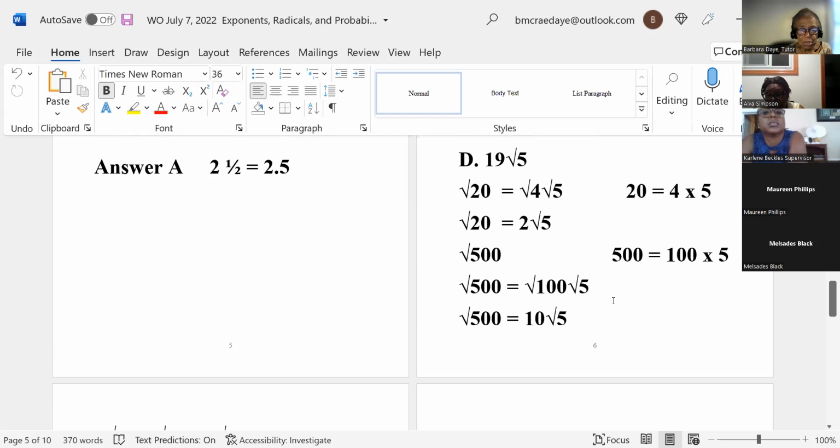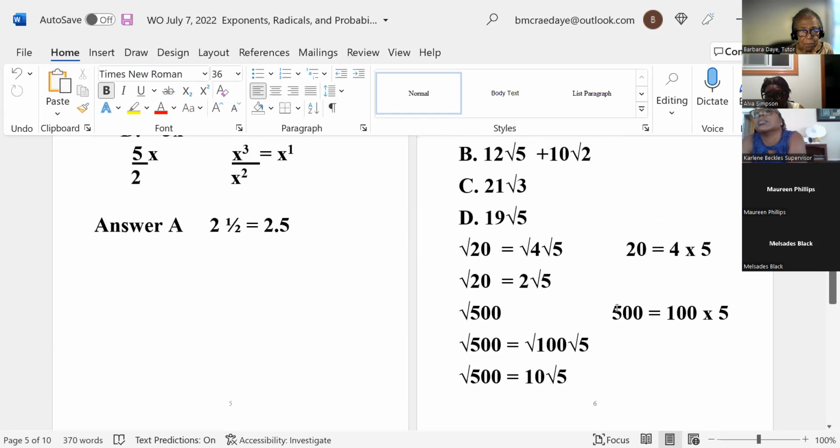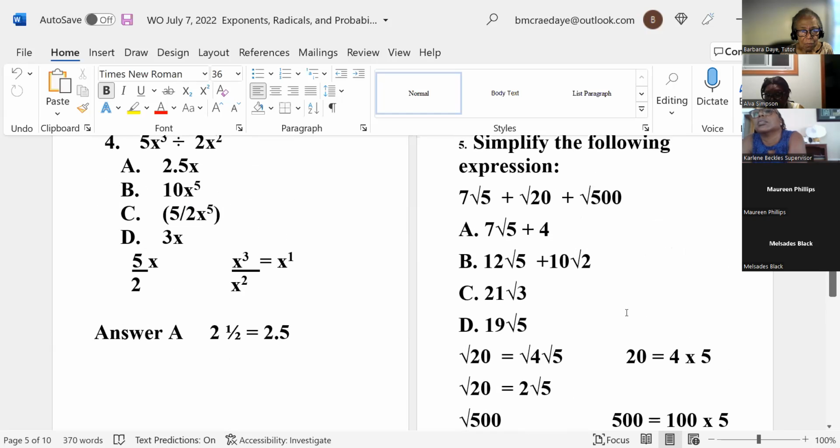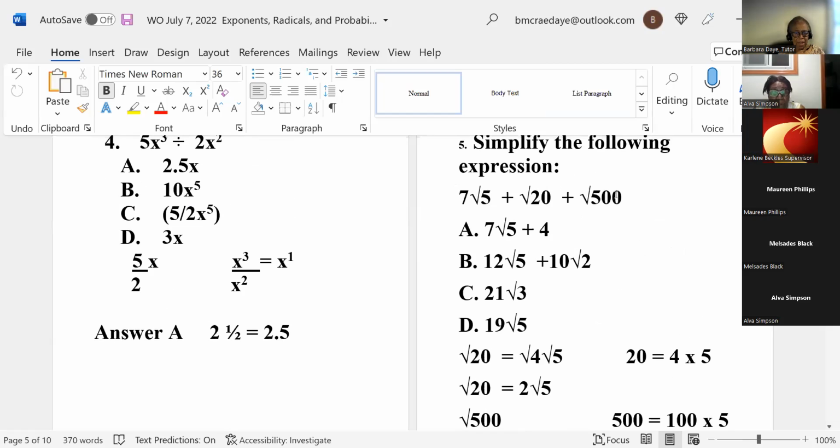Mercedes, did I answer your question? I'm trying to get it. Oh, you get the 19. But I didn't realize that because it's an addition, I shouldn't multiply. Yes, this is an addition. So we want to simplify this so we can add the coefficients. So I need a square root of 5 out of the square root of 20. I need a square root of 5 out of the square root of 500. Oh, it came back now, Miss Barbara. Very good.